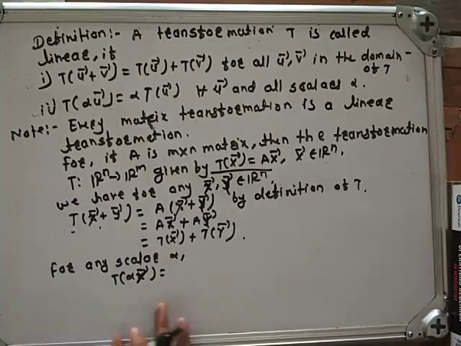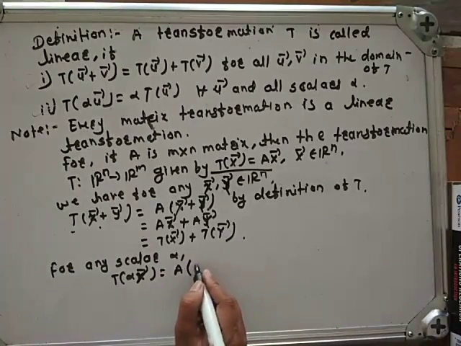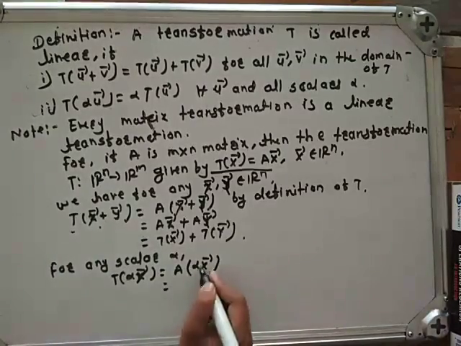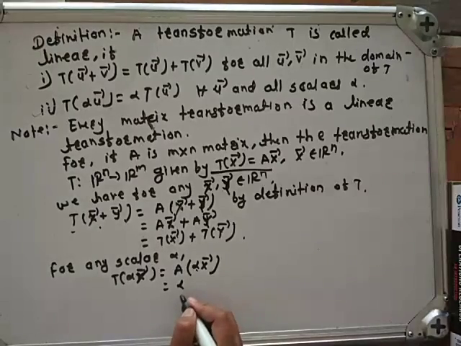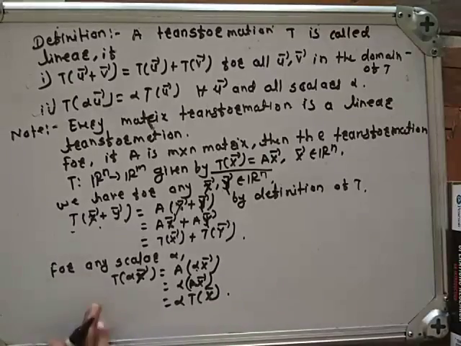T of alpha into x bar is equal to this. By definition of T, this can be written as alpha into A x bar. Alpha is a scalar, so take it outside: alpha into A into x bar. This is nothing but alpha into T of x bar. So two properties of linear transformation are satisfied. So every matrix transformation is a linear transformation.